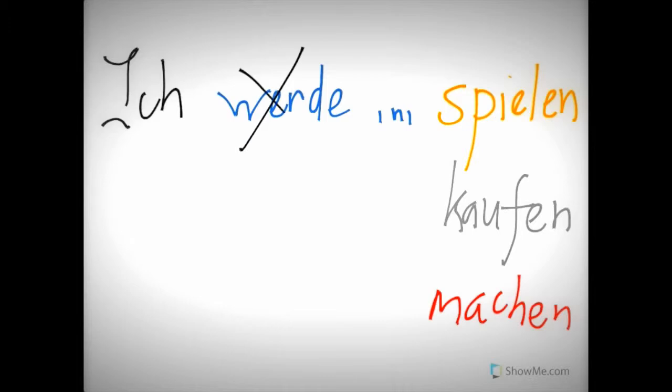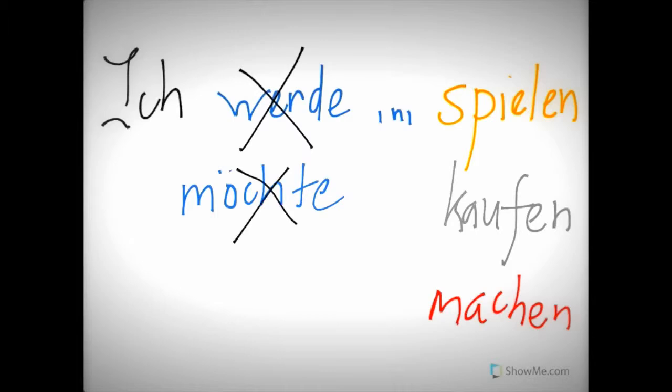Now we can interchange that and swap over. So for example, instead of saying I will, we could say I would like to play. So ich möchte means I would like. The second verb, the dictionary infinitive forms of spielen, kaufen, and machen, all stay at the end of the sentence. So ich möchte spielen, I would like to play, and so on.